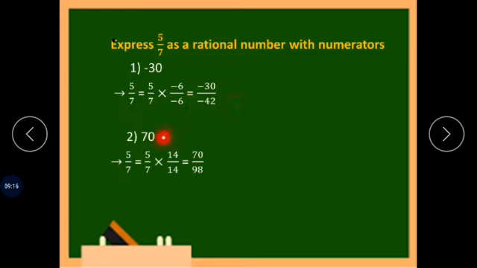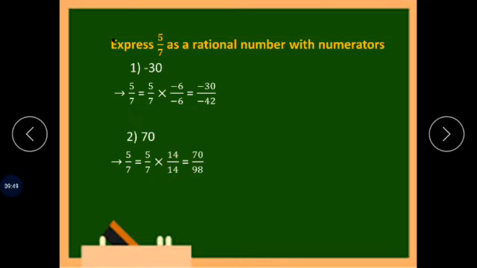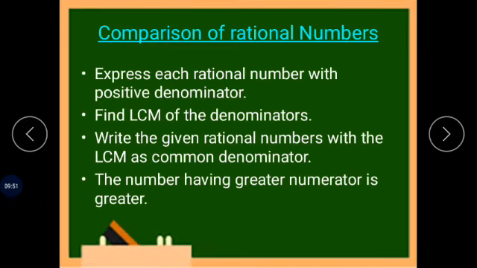The next is 70. So write the given example as it is, 5 upon 7, and here the numerator is 70 upon what, we don't know. That is the question. Now in 5's table, 70 won't come directly. So what do you have to do? 70 divided by 5, then you will get the quotient 14. So multiply the numerator and denominator by the same number. And when you multiply, you will get 14 7s are 98.